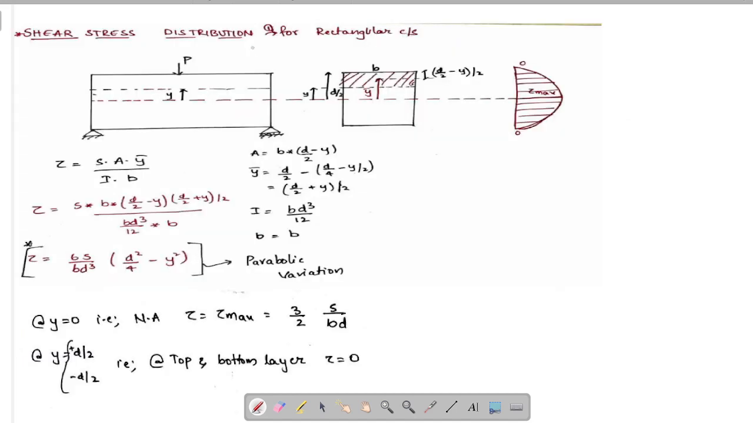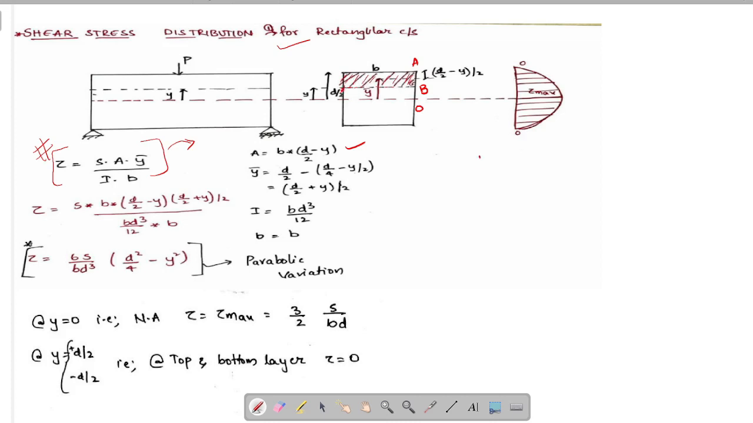Now, let's see the variation of shear stress in case of rectangular cross section. We have seen that shear stress at a distance y from neutral axis is given by this formula. By using this formula, we will be finding what is the shape of shear stress distribution diagram in case of rectangular cross section. Now, let's see what is A. Here, we are supposed to find the value of shear stress at a distance y from neutral axis. So, area should be taken like the cross sectional area above the point y, that is this area.